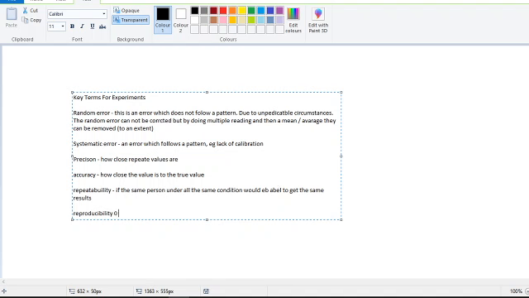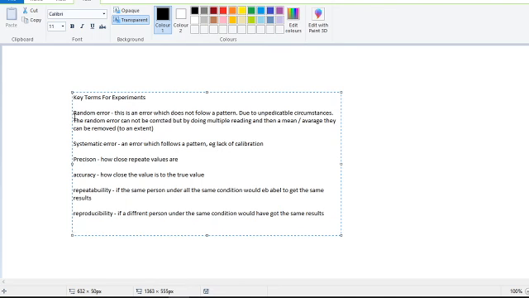Reproducibility: if a different person under the same conditions would have got the same results. So say in the exact same conditions, if a different person were to do the experiment, would they get the same thing or would they not?